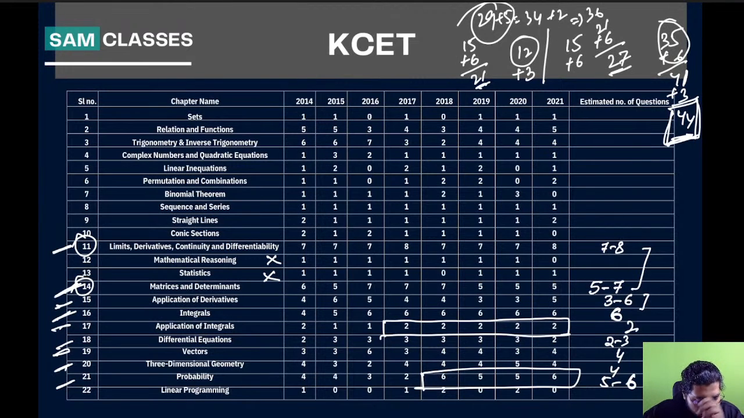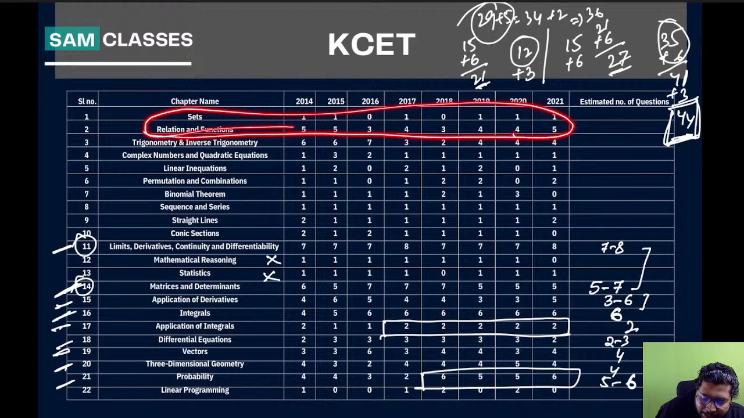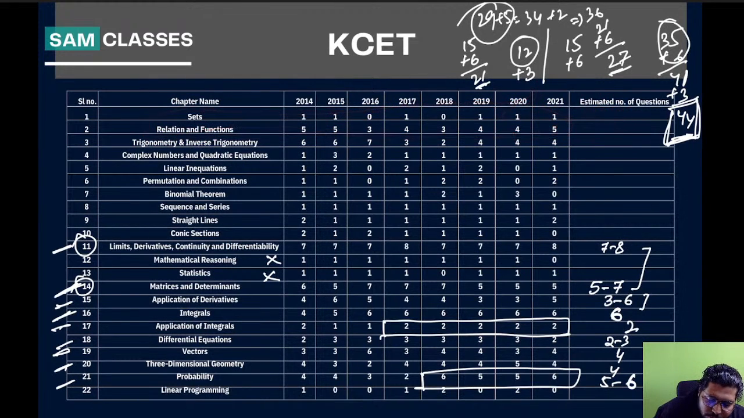If I'm there at 44, what other chapters play a vital role? One chapter is relation and function, very, very important. Not difficult questions come. Sets, relation and function, I can finish in one go. Minimum I can get 5 to 6 questions. So if I add it here, 36 plus 5, I'll go to 41. If I add 5 to 6 questions here, I'll go around 50.